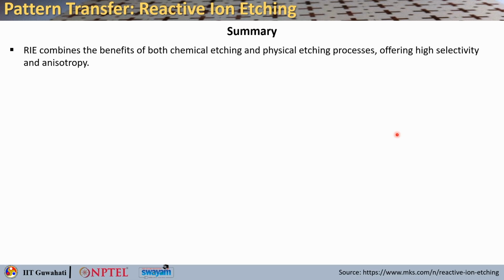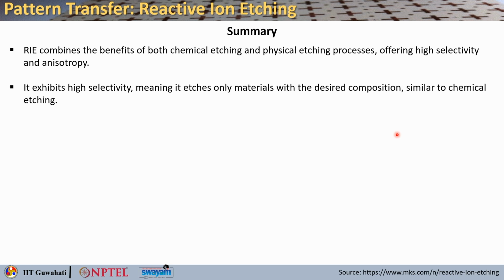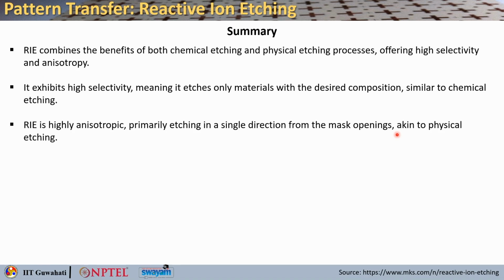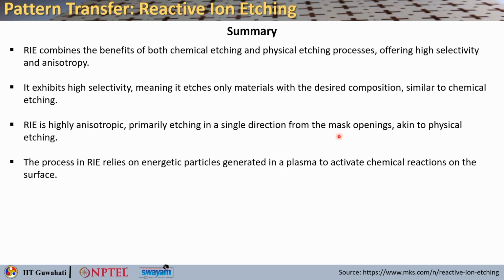So, what we understood, to conclude, we can say that RIE basically combines the benefit of both chemical etching as well as the physical etching processes, and it offers high selectivity and anisotropy, which is a very good thing. It exhibits high sensitivity, making it etch only materials with desired composition, similar to that of chemical etching. Now, RIE is highly anisotropic, as we mentioned. So, it can primarily etch in a single direction from the mask opening, akin to a physical etching.